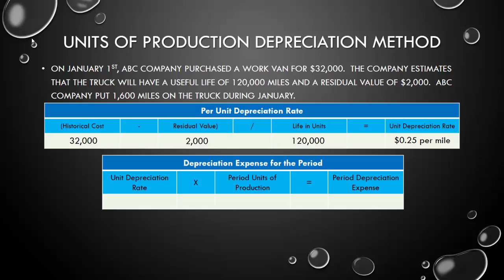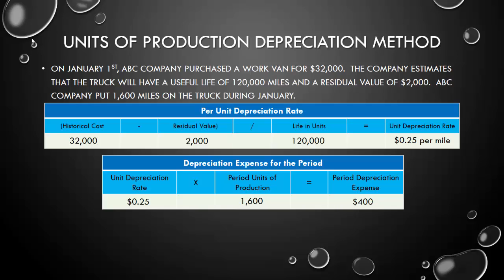So at the end of every period, you're going to figure out how many miles you put on the van during the period, and then you're going to multiply that by 25 cents to figure out how much depreciation expense you get to record. Well, we put 1,600 miles on the van at a depreciation rate of 25 cents, which means that's $400.